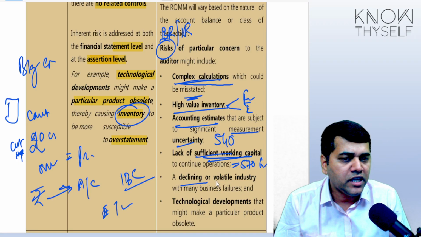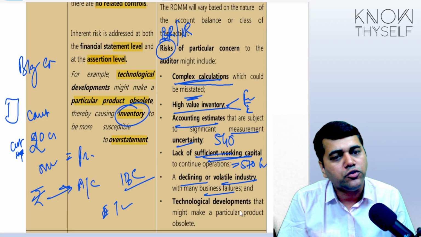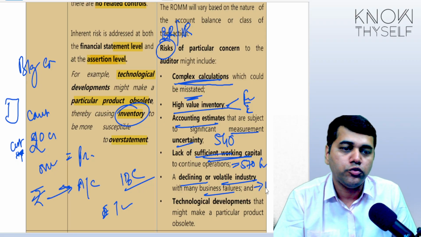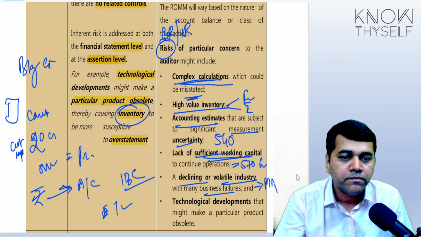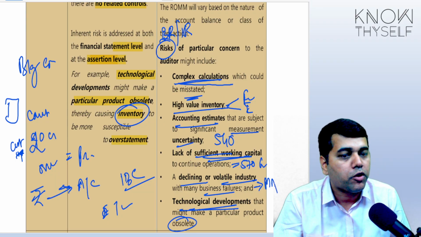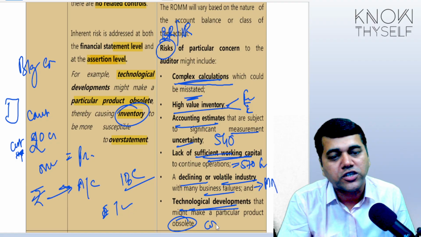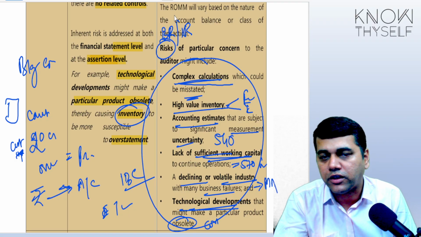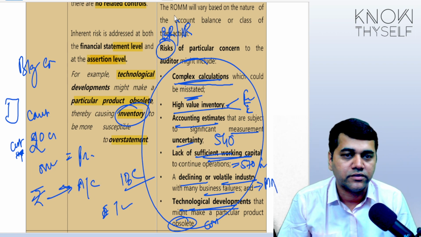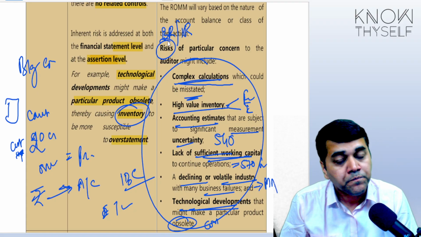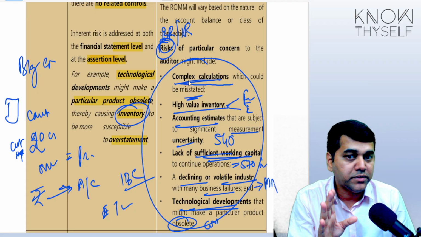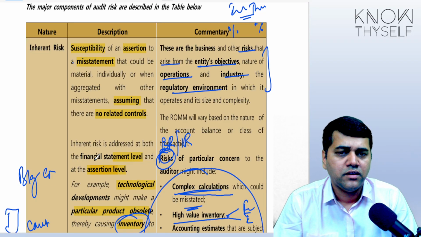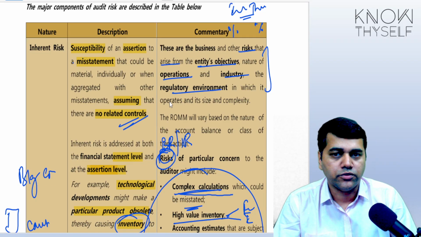Declining or volatile industry with business failures. Now, because of this failure, you want to hide that business failure. You may do material misstatements, fraudulent reporting. Technological developments can make products obsolete and you may still continue to value at cost. So these are all the risks an auditor is concerned about. Which risk? You can call it a business risk or you can call it an inherent risk. Primarily we will call it a business risk. These are all the business risks and we can call them inherent risk also because they are very inherent with the business. And let us assume we are not given any controls.